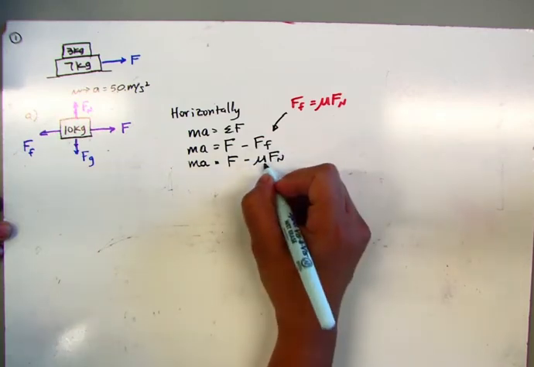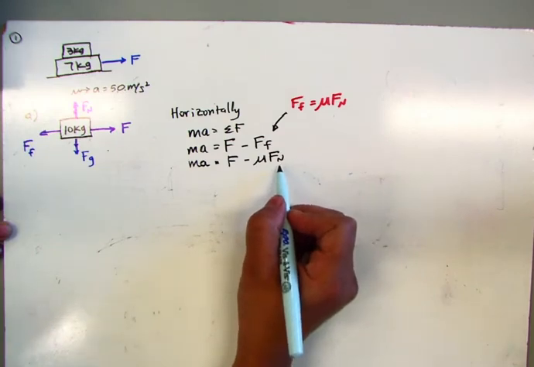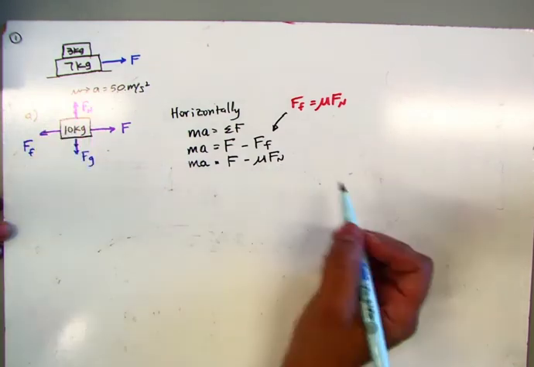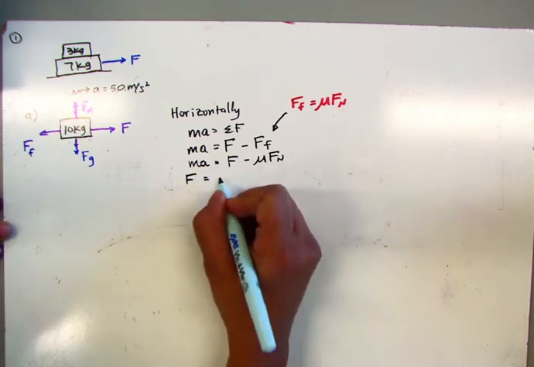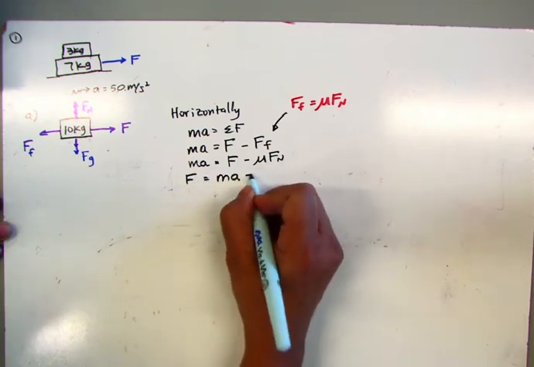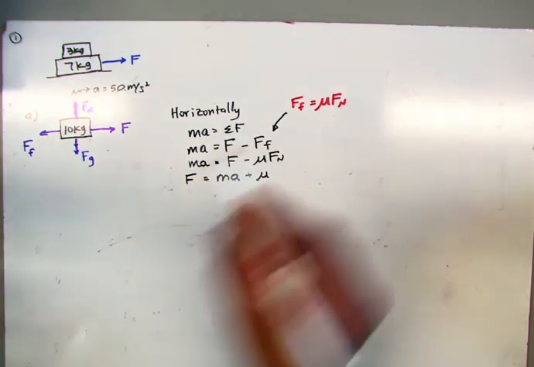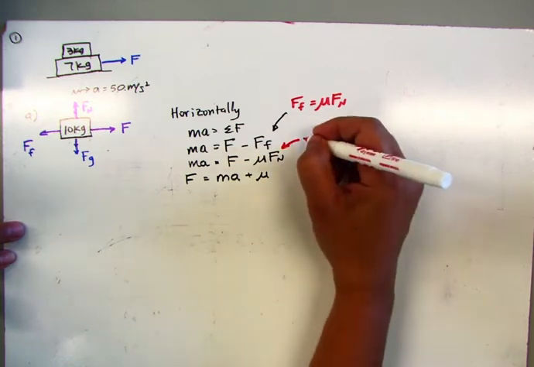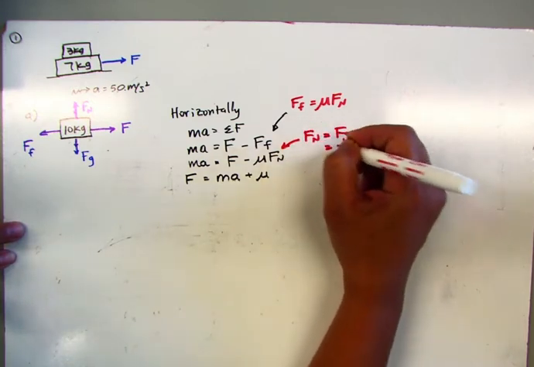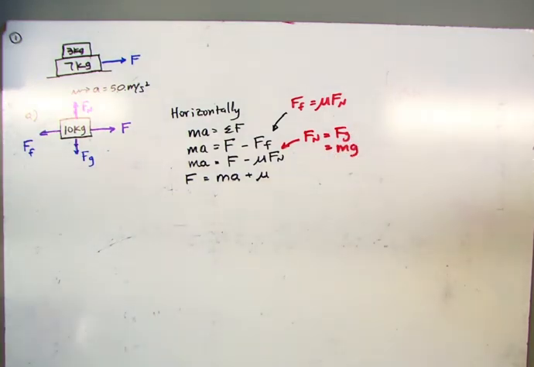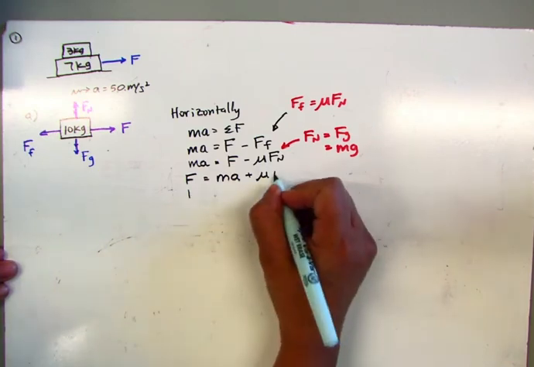Now, I know mu, it's in the problem, it's 0.35, and I can solve for this because what I said earlier, that they're equal. So we can rearrange this and say F equals mass times acceleration plus mu F_n, and F_n is just going to equal F_g, which just equals mg. So then putting that together, we can say mu mg.